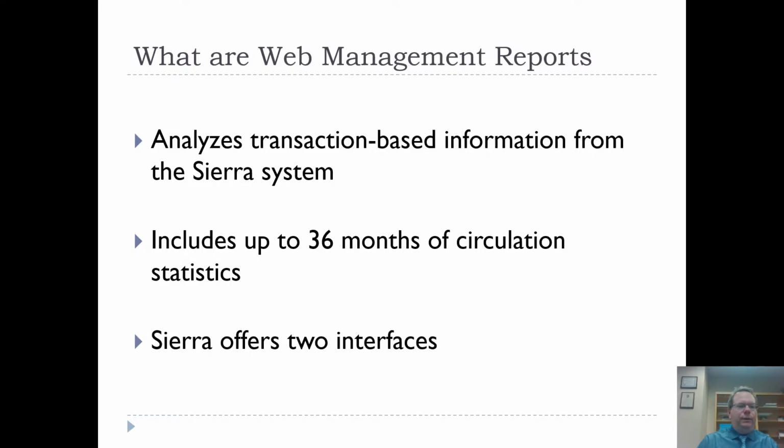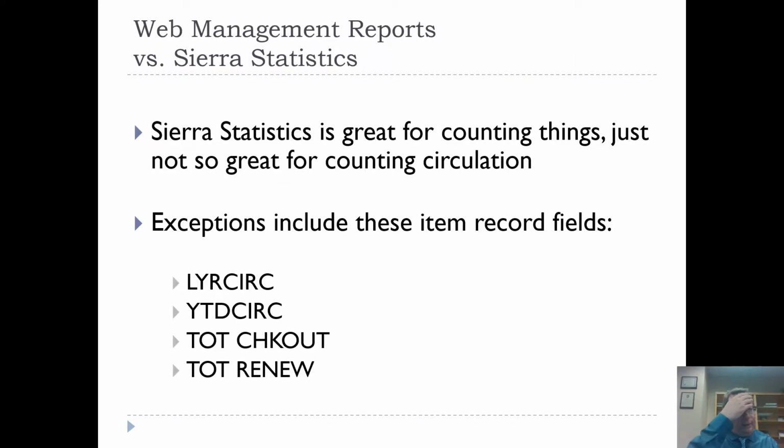So how does it differ? I get some of these questions a lot. How does it differ from Sierra statistics? For those of you who are not familiar, Sierra statistics is a function within Sierra that allows you to get counts of records, based usually on review files. You can get counts of fixed field data, like how many items have this call number, or how many items are of this format, that type of thing. You can get that type of information pretty easily with the Sierra statistics module. It's great for counting stuff, but it's just not really useful for circulation.